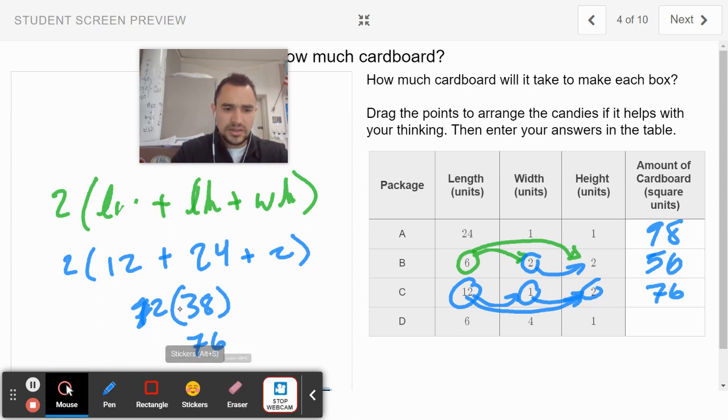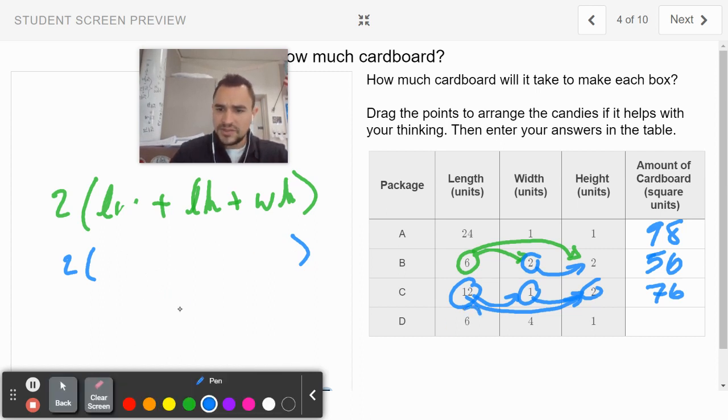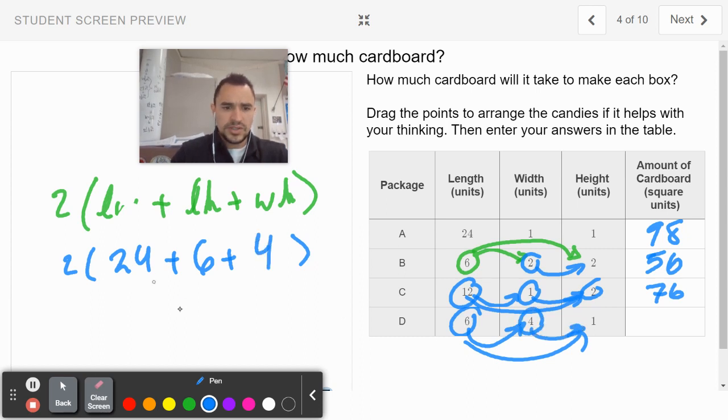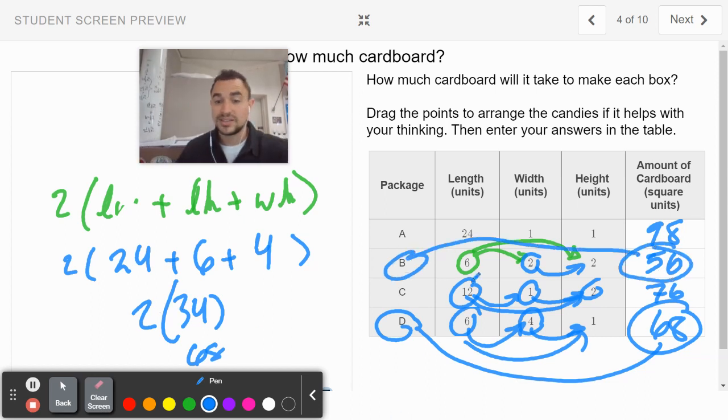And then one more time. We have 6 times 4, which is 24. 6 times 1, which is 6. And then 4 times 1, which is 4. So that's 34 times 2, that's 68. So actually, I was wrong. D is 68, B is 56, and so I was incorrect. I thought it was D, but it's actually B. So I guess it is better to have them clumped up.